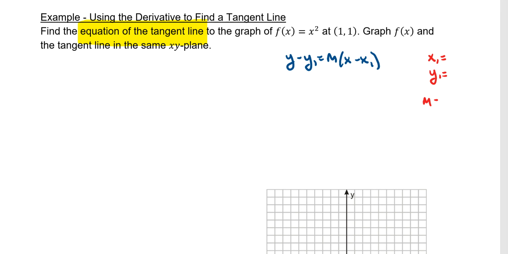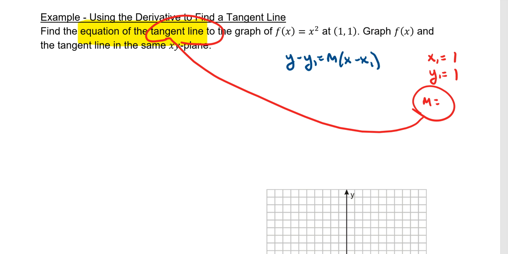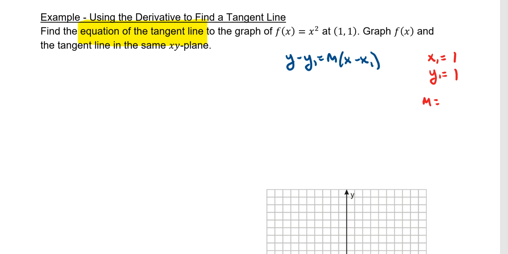x1 is given to us, is 1. y1 does not have to be given to us, but it is. y1 is also 1, because 1 squared is 1. And then m, what the heck is m? m is the slope of the tangent line. The slope of the tangent line is, in thinking about it in the sense from what we just talked about, always the derivative evaluated at the x-coordinate. So the slope is f prime of 1. That means we need to find f prime of 1.